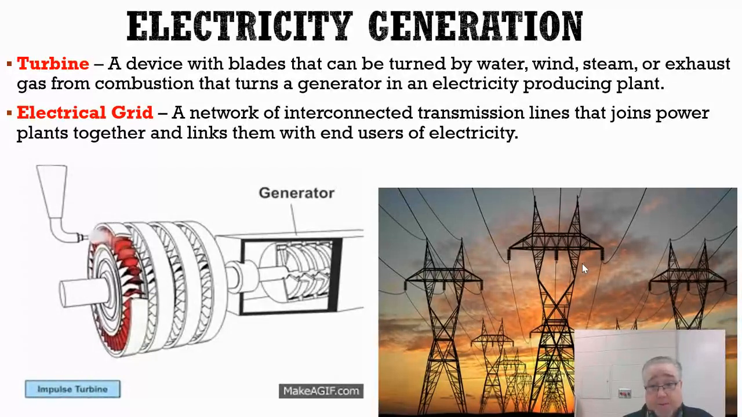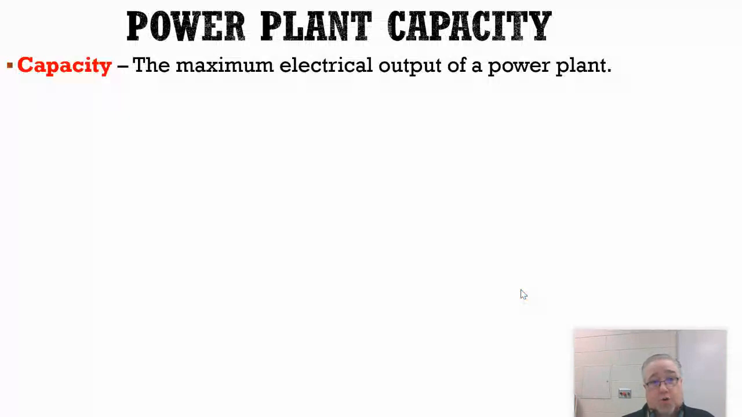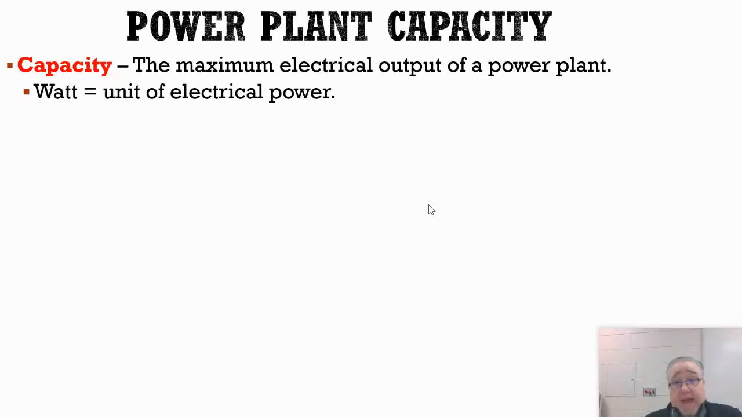You might have two or three power plants in an area that can all flow into these transmission lines, and from there they can distribute all the electricity to your home. So make sure we know what the electrical grid is. All right, a couple more things here real quick. The term capacity. Capacity is basically how much energy the power plant can produce.